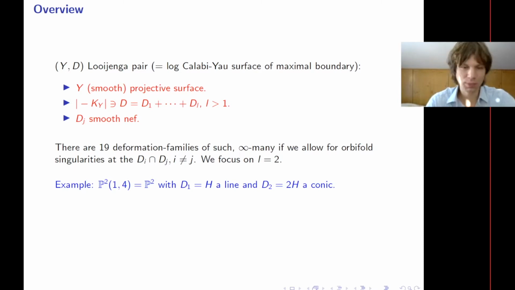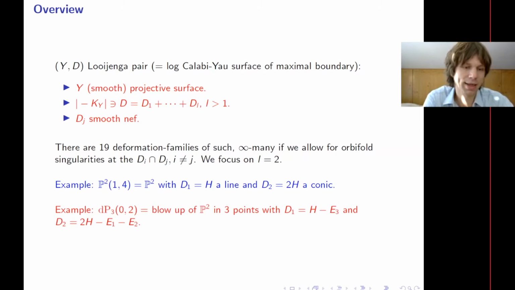I have two prototypical examples. The first one is just P2 with boundary a line and a conic. So D1 will be a line and D2 will be a conic. And another example is the degree 6 del Pezzo surface obtained by blowing up P2 in 3 points.